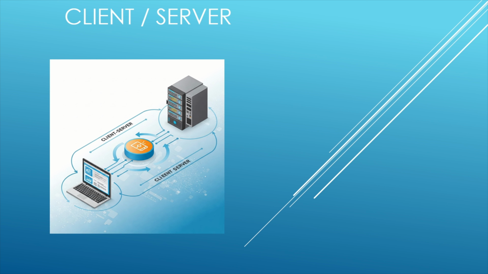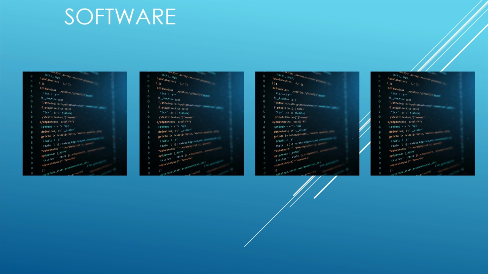right? Let's talk about the software. So what is a software? Software is a group of computer programs that tells the computer what to do, right? So in short, I can say hardware is the body in the computer, whereas software is the mind that controls the hardware. So there are two types of software.